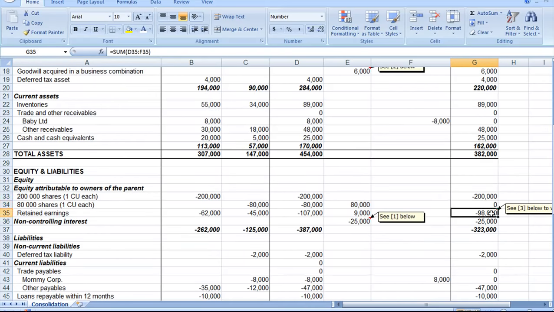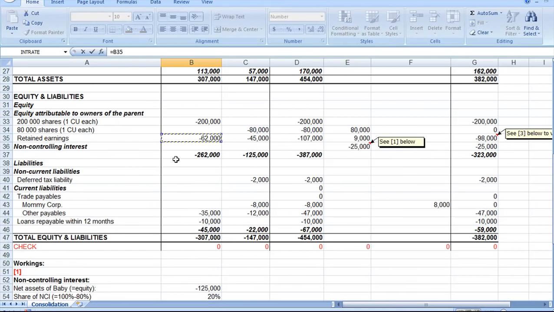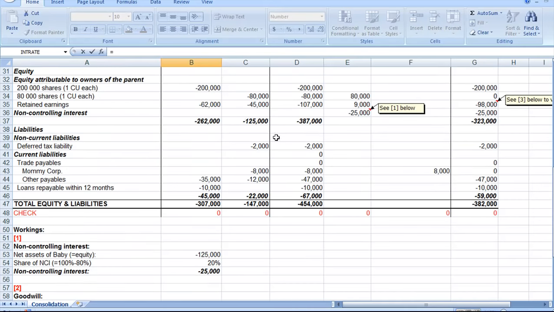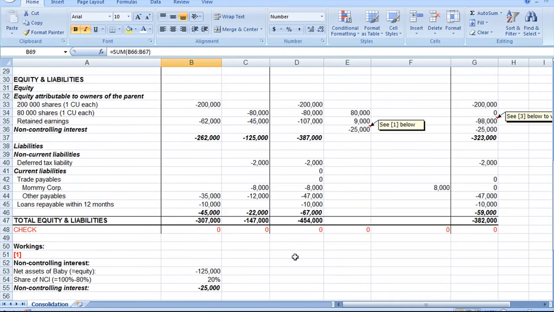Now, group retained earnings shows some strange number here, because this is not simple addition of mommy plus baby. So, group's retained earnings should be equal to mommy's retained earnings of 62,000. Then mommy's share on baby's post-acquisition retained earnings, which are full retained earnings in this case, and that is 80% of 45,000, which is 36,000. And that's it. There was no other consolidation adjustment. So we can add it up and we get 98,000. Which is exactly the same amount as in our consolidated balance sheet.